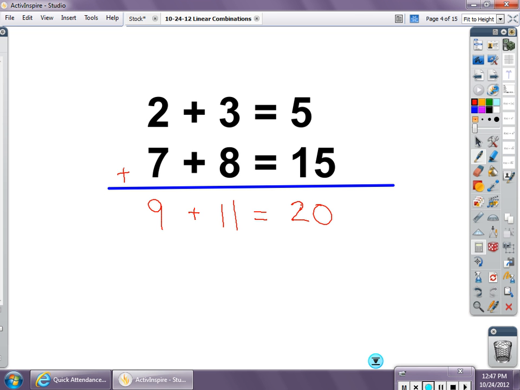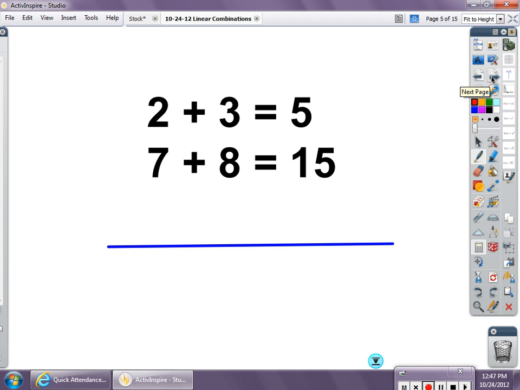So this is something I don't think we've ever done before. We have seen it in Algebra 1, but I just wanted to remind you of this concept. This is linear combination. We're adding two different equations, and notice there are no variables, but we're going to get there. Okay, so let's move to Algebra 1.